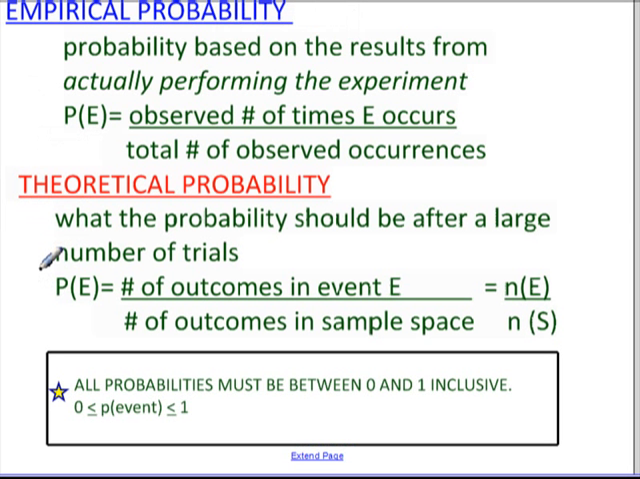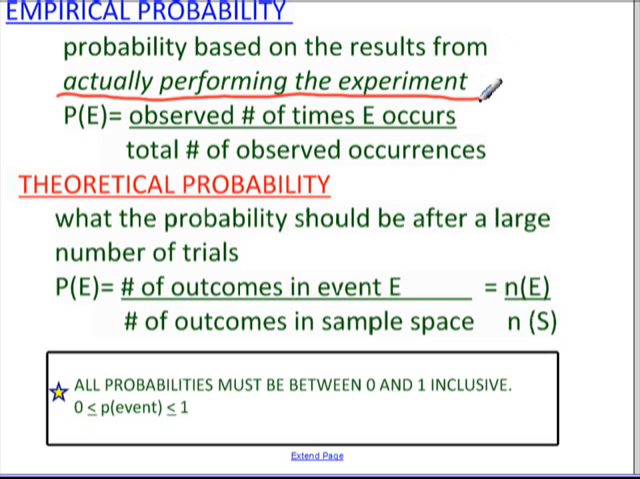Moving on. So 2 different types of probability. There's empirical probability, which is a probability that's based on observation. So what actually happens when you conduct an experiment, when you actually perform the experiment.